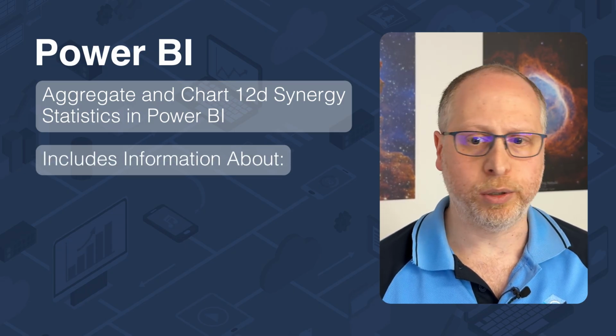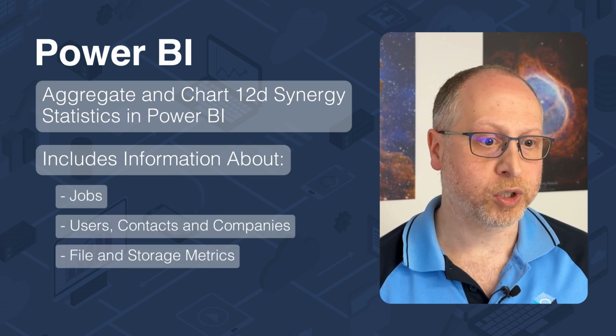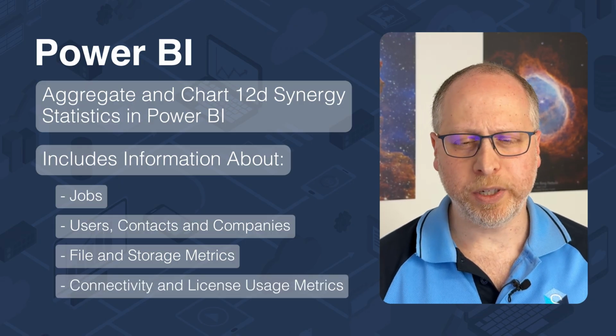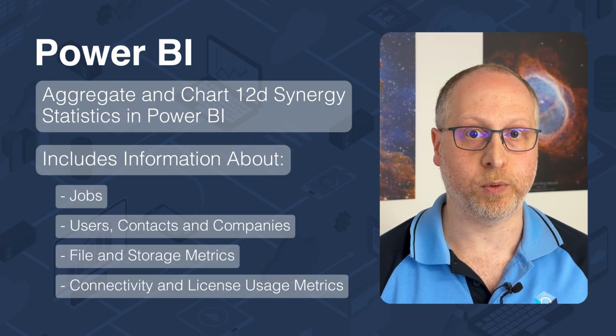And that means you can include information about jobs, users, contacts and companies, file and storage metrics, connectivity and license usage metrics, and more. This really gives you the ultimate reporting capabilities so you can tie your 12D Synergy data into other statistics across your organizations. You can then use that data to chart, have dynamic filters, and much more.